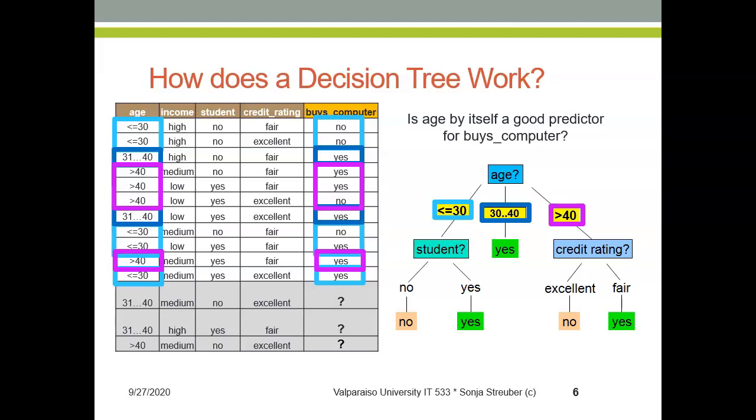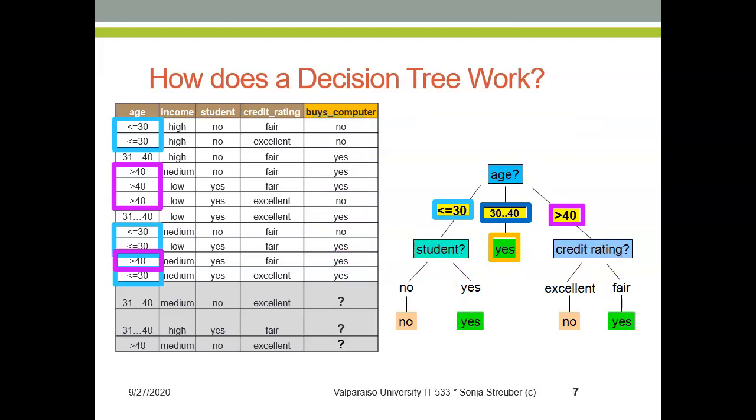So the only group for which age is a good predictor for buys computer is, in fact, our 31 through 40s. And for our other groups, namely the less than or equal to 30 and the over 40s, age by itself is not a good predictor for buys computer. We need to ask more questions.